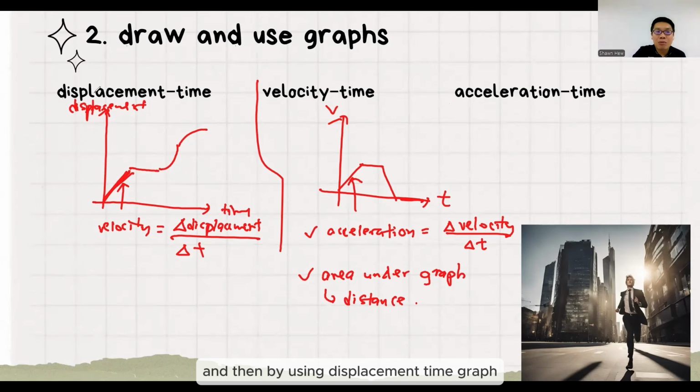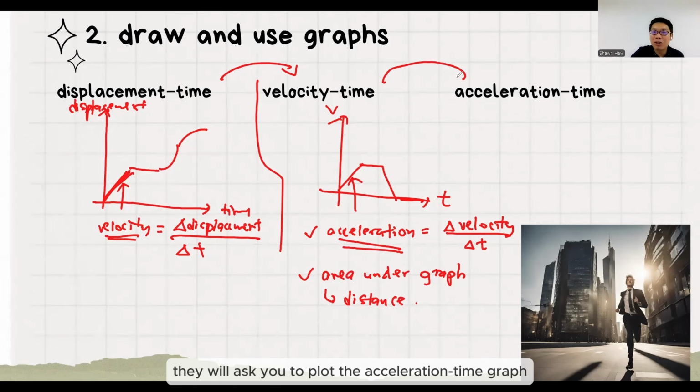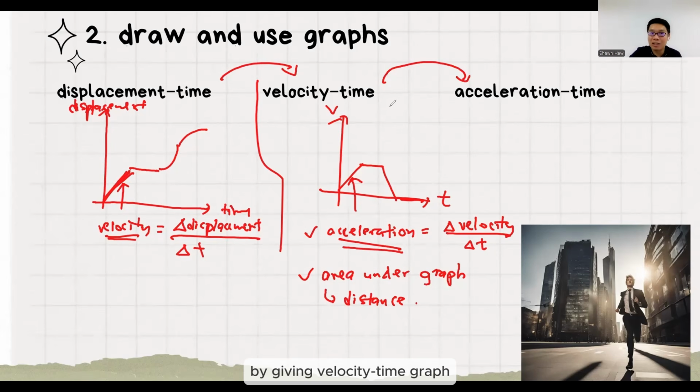And then by using the displacement time graph, we can find the velocity. So they will ask you to use the displacement time graph to convert it to a velocity time graph. And because we can use the velocity time graph to find acceleration, they will ask you to plot the acceleration time graph by giving the velocity time graph.